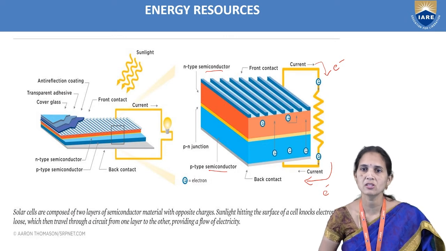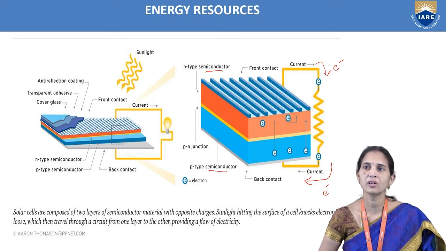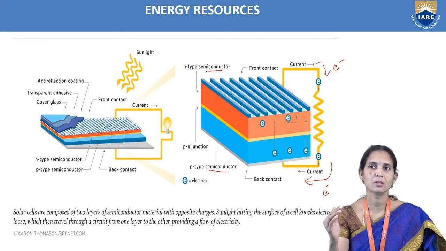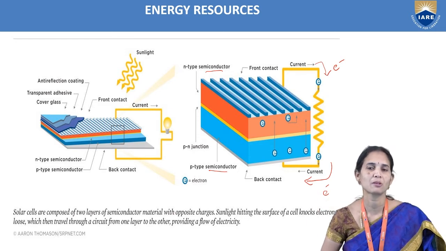We can see in this diagram very clearly the flow of electrons from the n-type semiconductor to the p-type semiconductor. In the n-type semiconductor, as we already know, there is one extra electron, and from there the electron flows to the p-type semiconductor.